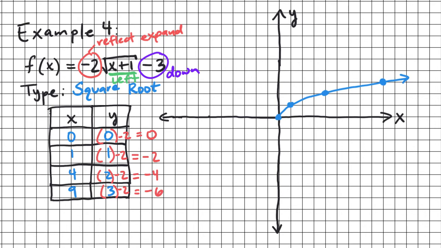Okay, so let's plot these points. 0, 0 is right here in the very center. The next point is 1, negative 2. 4, negative 4. And 9, negative 6.